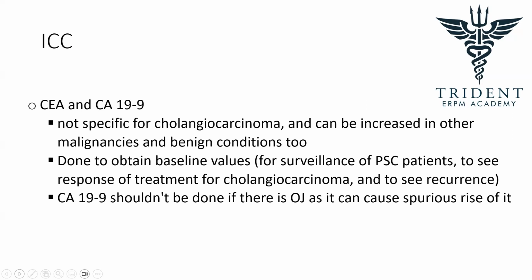There are several tumor markers. Out of those, CEA and CA 19.9 are not specific for cholangiocarcinomas, but the levels can be elevated in other benign conditions also. These we do as a baseline value, one to see the tumor burden, and also it is important in the follow-up to assess any recurrence. And you should keep that in mind: CA 19.9 levels can be falsely high in an obstructive jaundice patient.